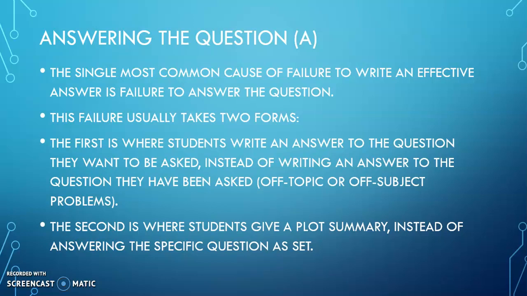The first is where students write an answer to the question they want to be asked, instead of writing an answer to the question they have been asked. If this happens to you, what you will receive in the feedback is the comment off topic or off subject. This means that we have to answer what we are asked to answer, not whatever we feel like answering. The second problem or second cause of failure is where students give a plot summary instead of answering the specific question as set.